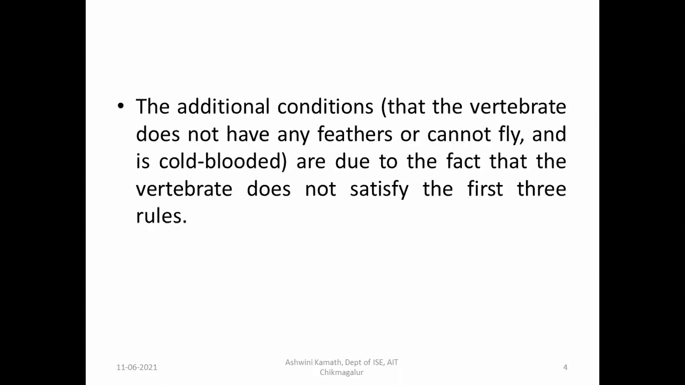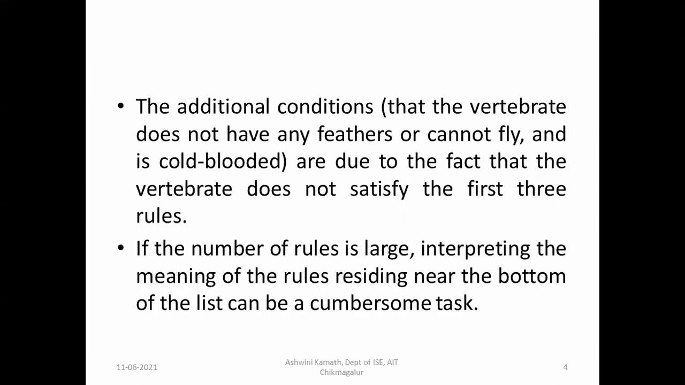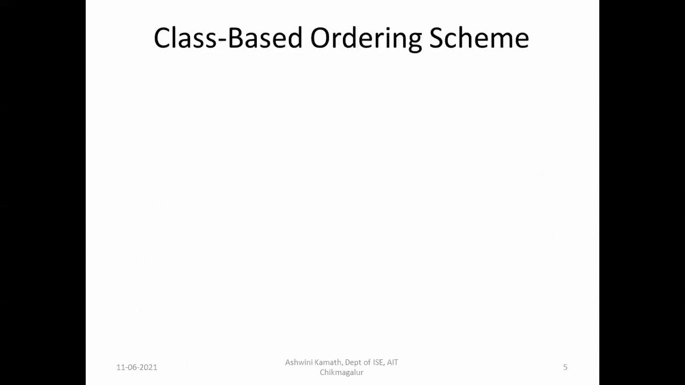The additional conditions we have taken, that the vertebrate does not have any feathers or cannot fly and is cold-blooded, are due to the fact that the vertebrate does not satisfy the first 3 rules. Since it is not satisfying the first 3 rules, it will be negated. If the number of rules is large, then interpreting the meaning of the rules residing near the bottom of the list can be a cumbersome task.